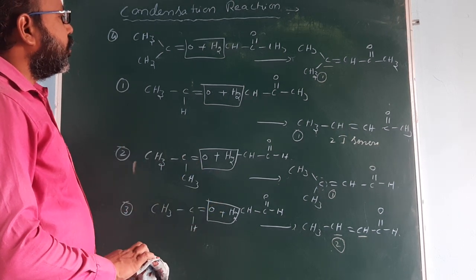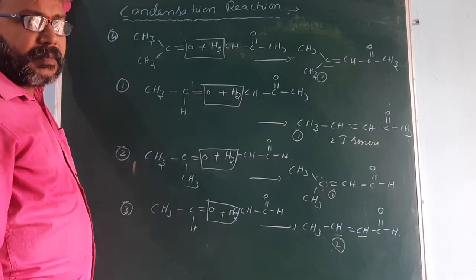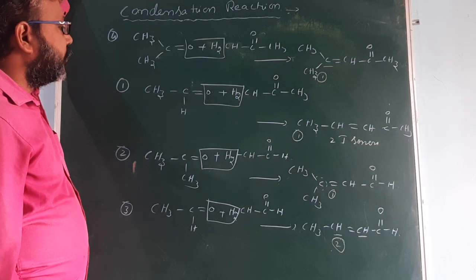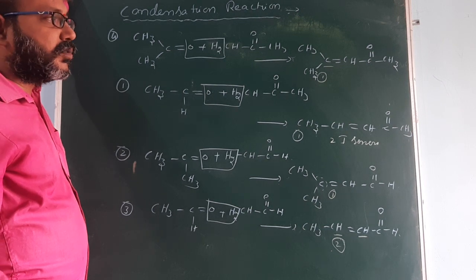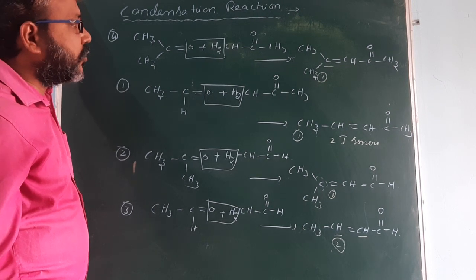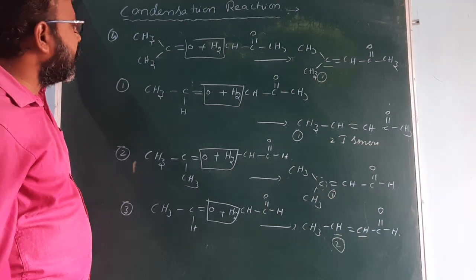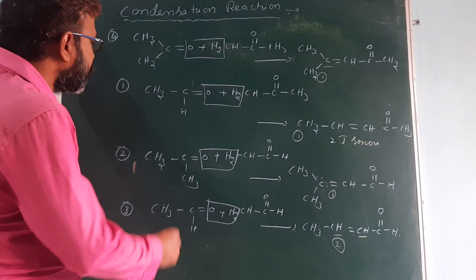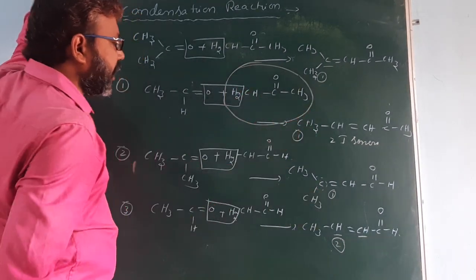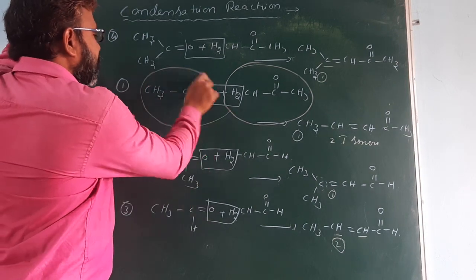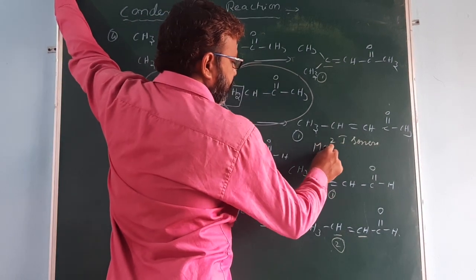Question: acetaldehyde and acetone undergo aldol condensation in basic medium. Which product is major? Already you know the order of reactivity: aldehydes are more reactive than ketones. So ketone is always a good source of carbanion. The first one, acetone, is a good source of carbanion, and acetaldehyde is a carbanion acceptor. So the first product is major.